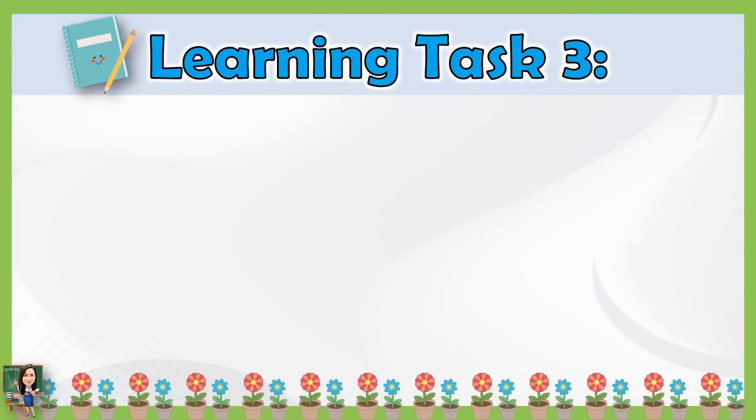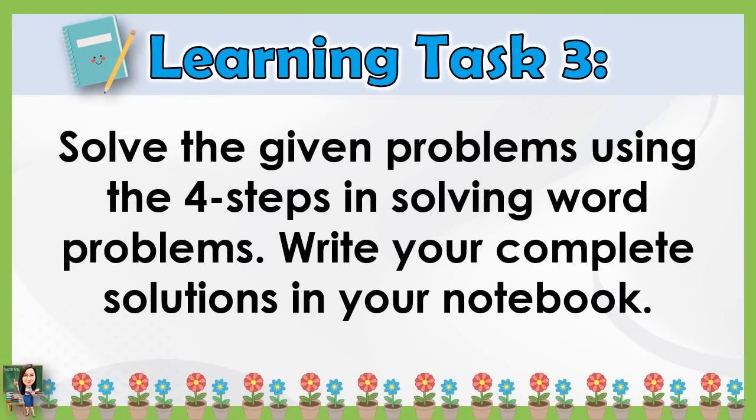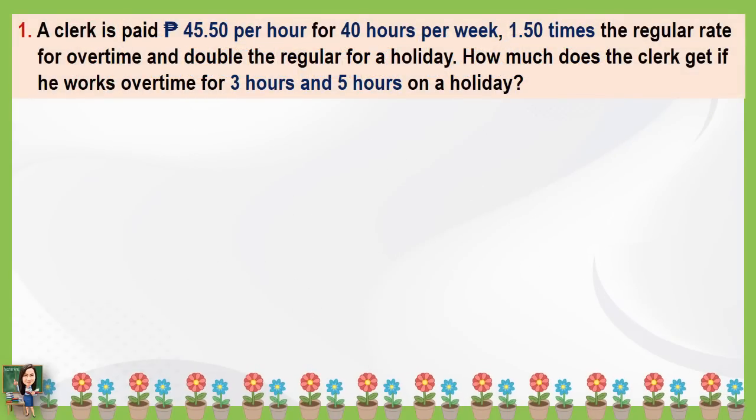Learning Task 3. Solve the given problems using the 4 steps in solving word problems. Write your complete solutions in your notebook. Number 1. A clerk is paid 45 pesos and 50 centavos per hour for 40 hours per week. 1 and 50 hundredths times the regular rate for overtime and double the regular for a holiday. How much does the clerk get if he works overtime for 3 hours and 5 hours on a holiday?